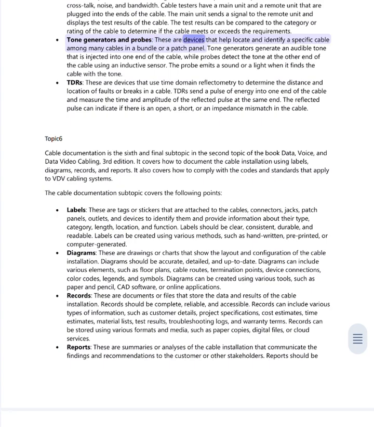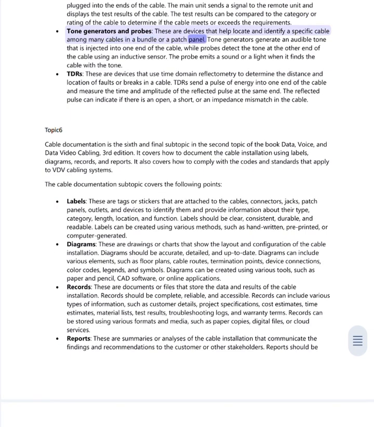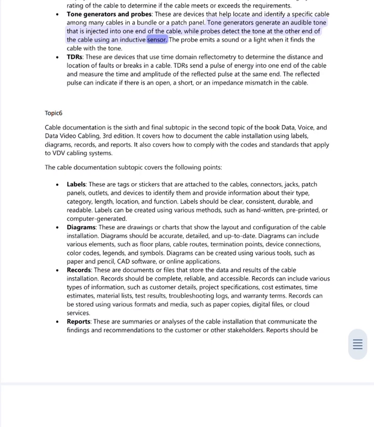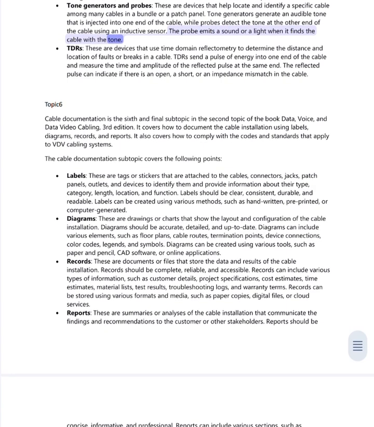These are devices that help locate and identify a specific cable among many cables in a bundle or a patch panel. Tone generators generate an audible tone that is injected into one end of the cable, while probes detect the tone at the other end of the cable using an inductive sensor. The probe emits a sound or a light when it finds the cable with the tone.